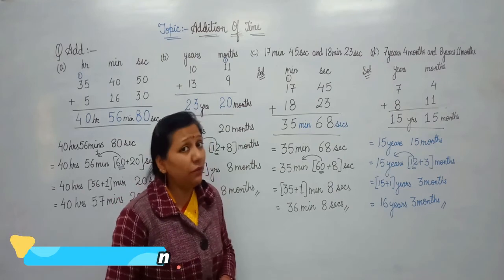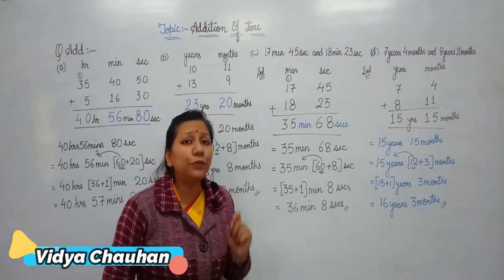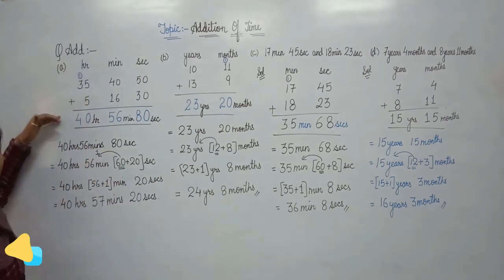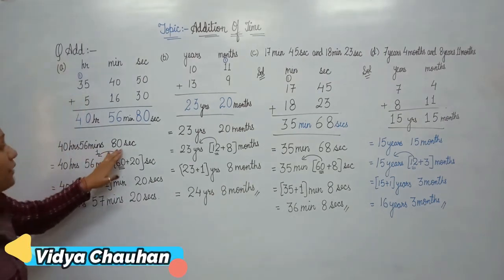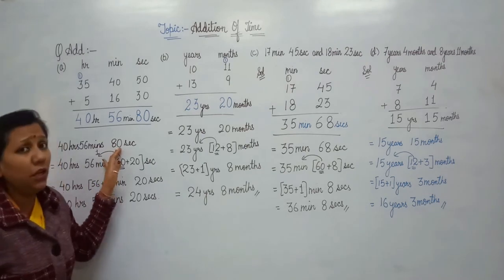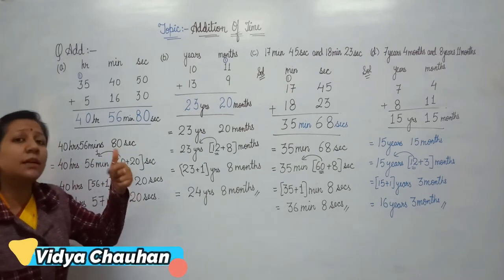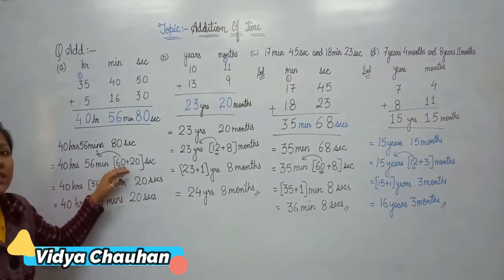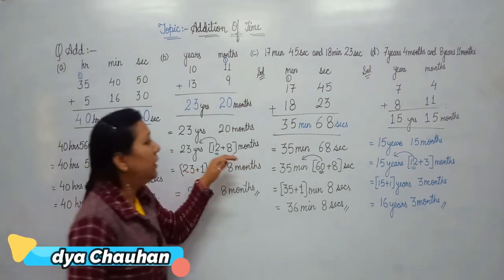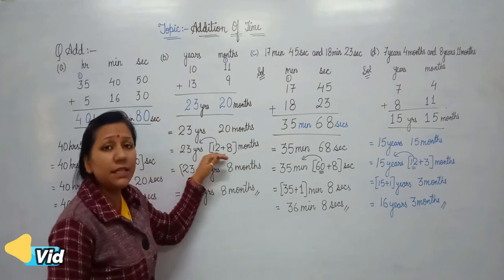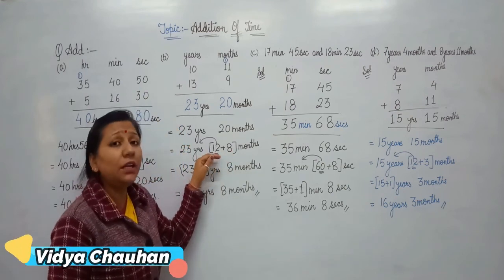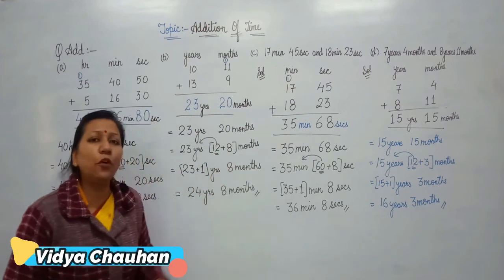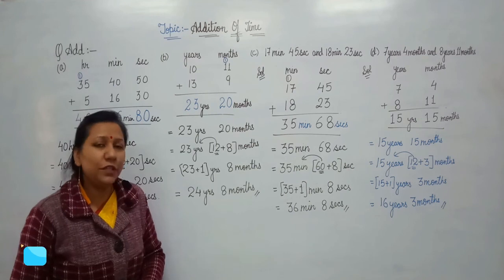So students, today we have discussed addition of time. In time, whenever we have to add, addition will be done in the ordinary form. But yes, you have to take care if any of your values in minutes or seconds exceeds 60, then you have to break it into 60 plus the remaining value. If it is years and months, and it exceeds 12, then you have to break it into 12 plus something. Right students, so this is how you can perform the addition of time.